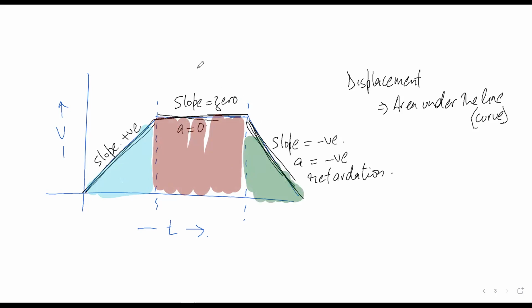Have you understood what I said? Yes, sir. So in a velocity time graph, this would be the displacement from this time to this time.